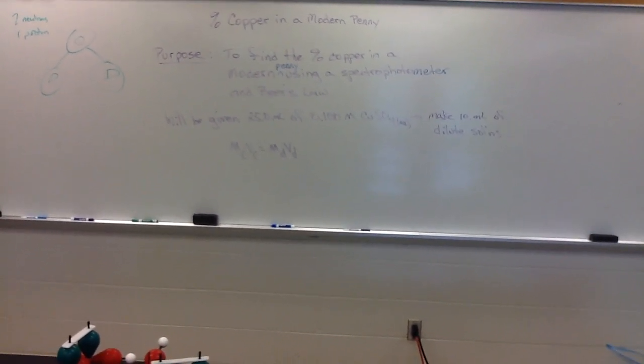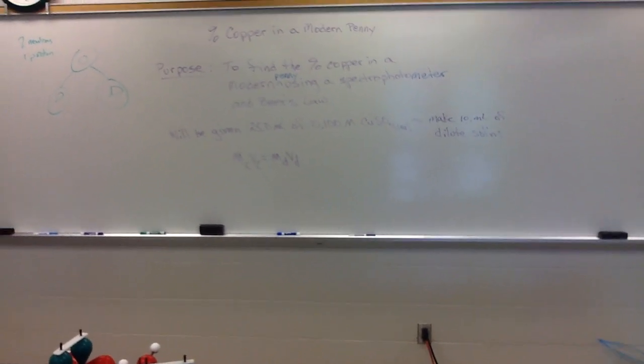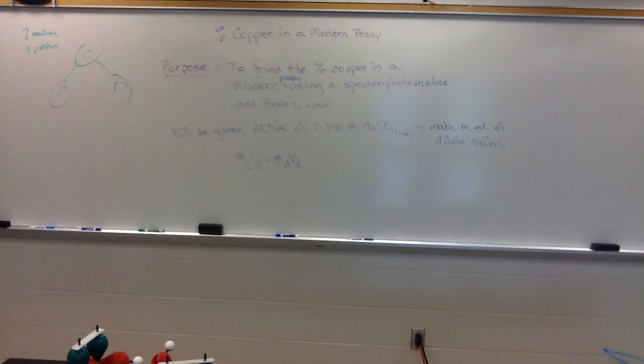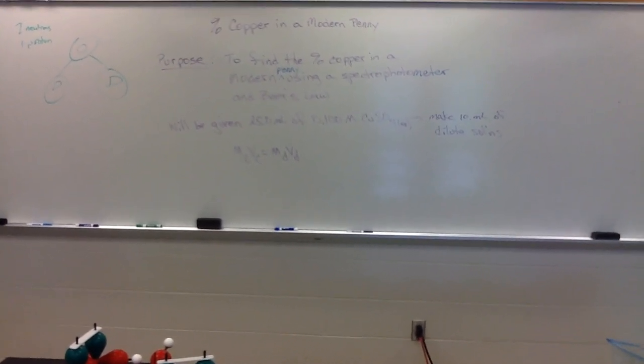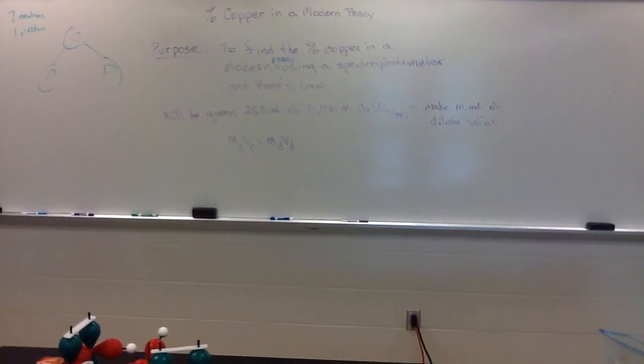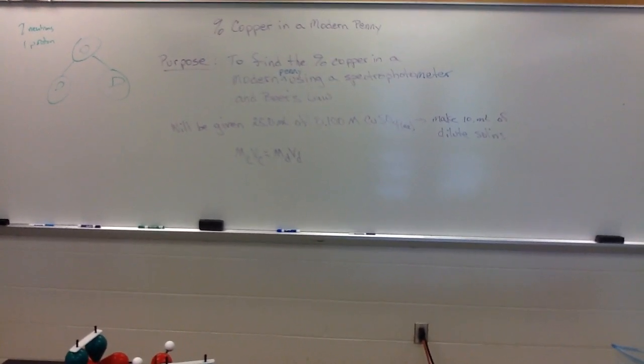We're going to use a spectrophotometer and apply it to Beer's Law, which is just like we did in the last one. Okay? Now pennies used to be pure copper, but they're not anymore. And so there's just a fraction of the penny that is copper. We want to figure out what is that percent by mass.